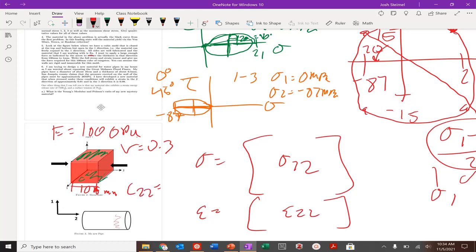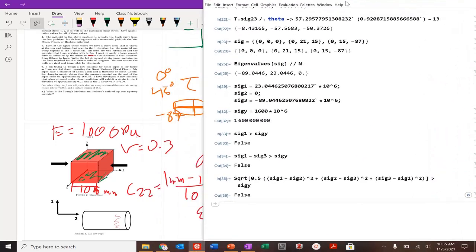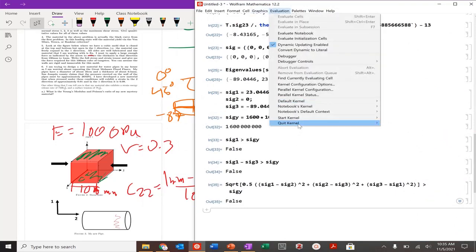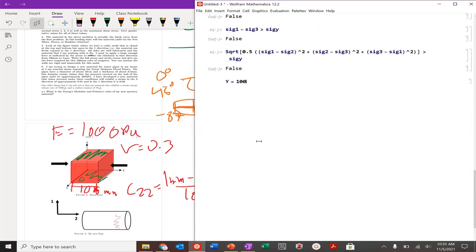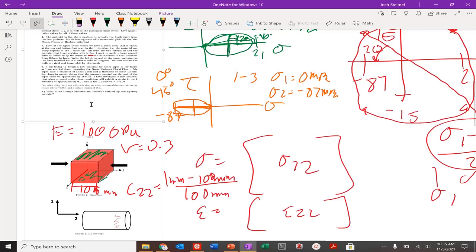My strain in the 2-2 is going to be equal to 1 millimeter, which is my final distance, minus 100 millimeters, over 100 millimeters. So let's take a peek at those values. I'm going to actually calculate that already. I'm always wanting to quit my kernel whenever I start these problems, because I want to clear everything out. So my Young's modulus is equal to 100 times 10 to the 9th. My nu is equal to 0.3. My E22 is equal to 1 minus 100. I should be multiplying everything by 10 to the minus 3, but I know that I can deal with that.